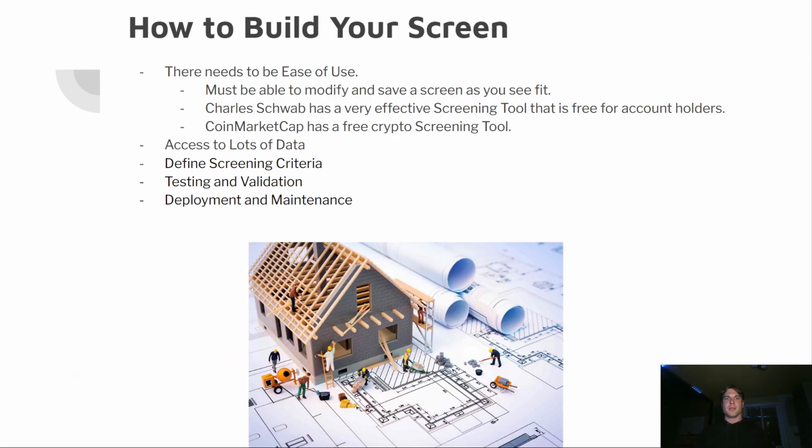So how to build your screen. First things first, it has to be easy to use. You have to be able to modify it, and you have to be able to save it super easily. I use Charles Schwab as my broker. They have a super easy screening tool that's free for account holders. And even if you're screening for cryptocurrencies, CoinMarketCap is a great screening tool. I'll go over these two later.